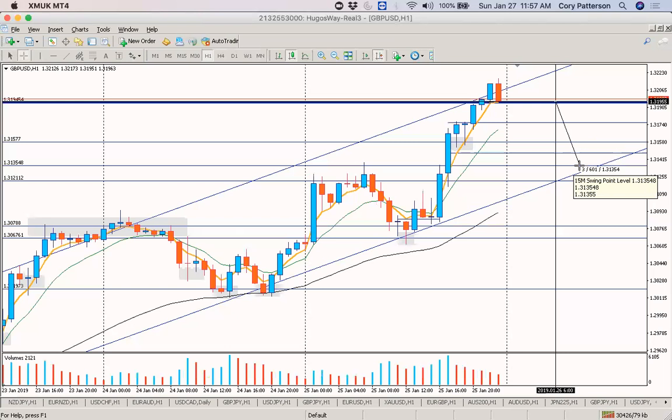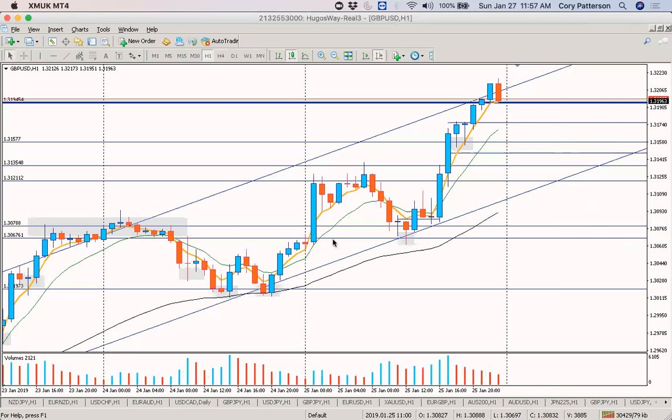The next one is around here. This is a 60 pip move, if you can take it down to 1.3135. And then the ultimate is around this level, and that's almost a 130 point move. And that's at 1.3067. So that's what I'm looking at for these two pairs.